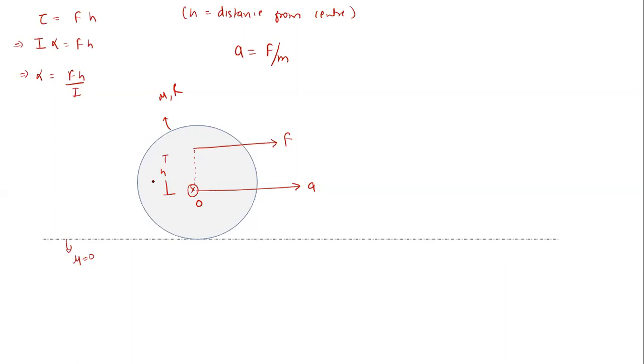Did you understand this? Yes or no? So this body will have both translatory as well as rotational motion, which means rolling motion will be there. Tomorrow we'll discuss the condition when there is also a friction force.